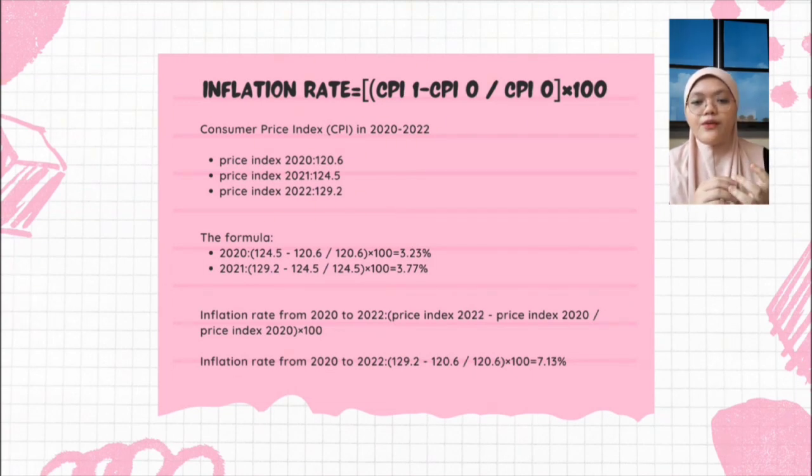7.13. So the inflation rate in Malaysia from 2020 to 2022 is 7.13%. That means the price of goods and services in Malaysia increased about 7.13% over the 2-year period. That's it. Let's move to the next question.